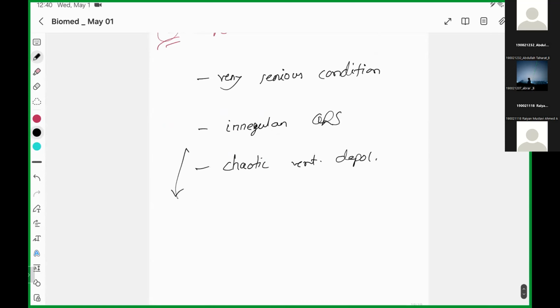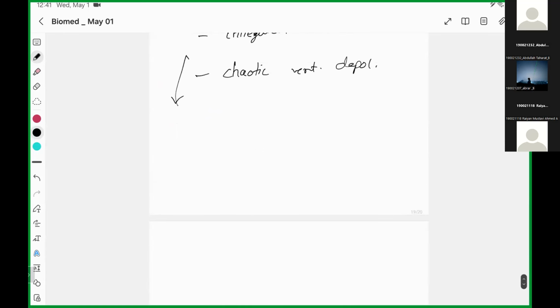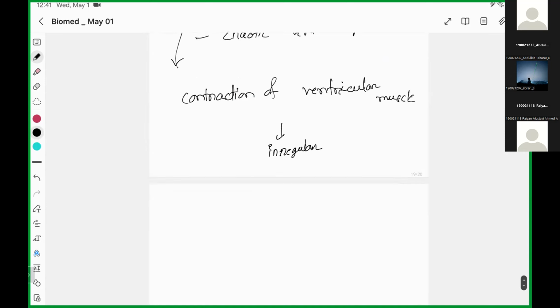QRS means in the ventricle. P wave means in the atrium. So when you have irregular QRS, that means something is wrong with the ventricle. So what does the ventricle do? Pump blood out of the body, or to the lung. So when this becomes chaotic, when there is something wrong with it, what will be happening? You cannot pump the blood.